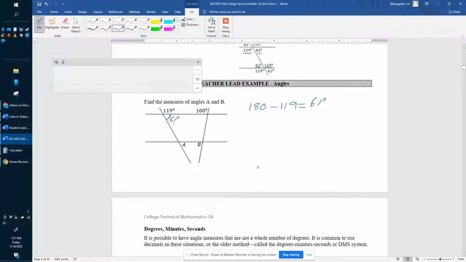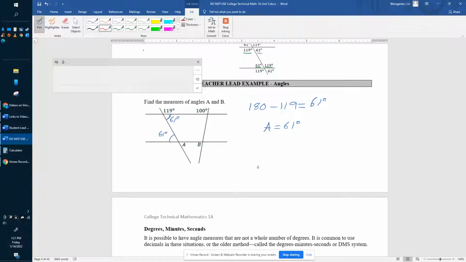And we just learned that opposites on the transversal are equal, so that means that this is also 61 degrees. Opposite angles are equal, so that means angle A is 61 degrees.